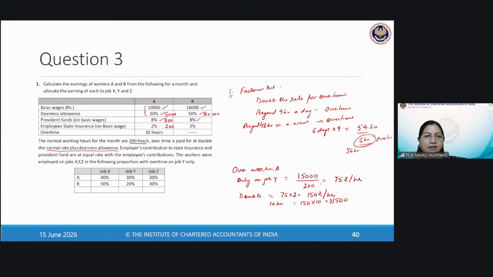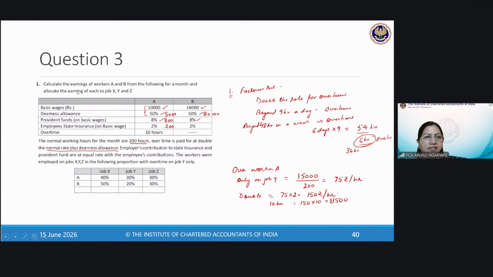So far clear? There are two workers, A and B. Both are getting 10,000 and 16,000. Both are getting DA 50%, PF 8%, ESI 2%. And only worker A has done overtime for 10 hours, which will be paid at double the normal rate. And the normal rate will be calculated using wages plus DA, for 200 hours. 15,000 divided by 200, 75 rupees per hour is the normal rate. But at double the rate of normal hours, the overtime will be paid at 150 rupees per hour. In 10 hours, that means he will be earning 150 into 10, 1,500.